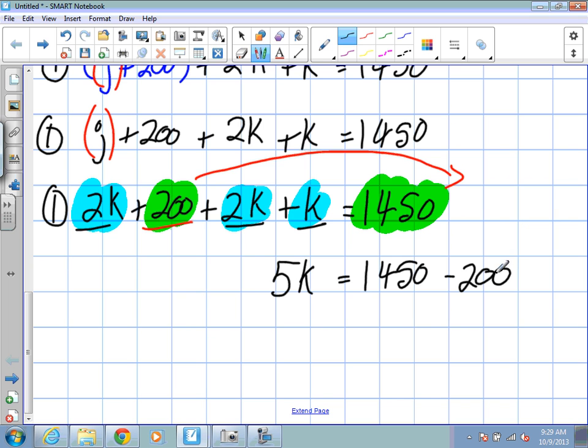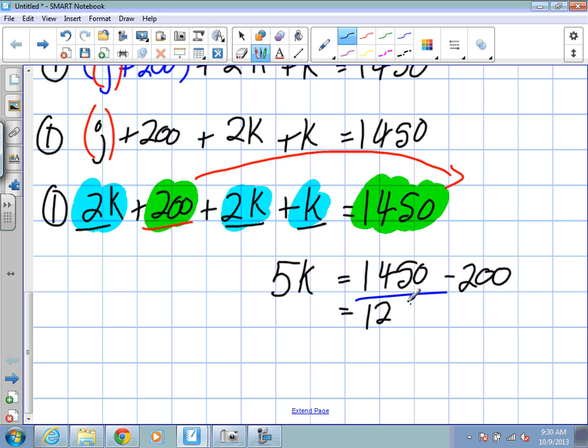No, it won't be cubed because we're not multiplying. Okay? Because it's addition, we're adding the coefficients, the value in front. If I was multiplying, then we would add the exponents. Okay? So keep that in mind. What is 1450 minus 200? Perfect, 1250. So we have 1250 is equal to 5k.